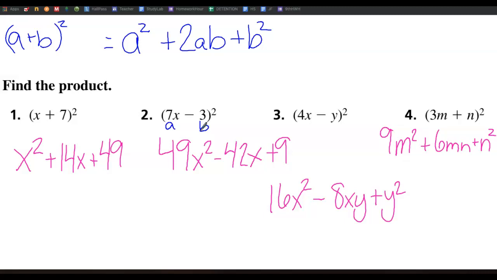Okay. So then, if I follow this formula, A squared, 7 squared would be 49x squared, right? And then plus 2 times A, which would be 7x, and B, which is negative 3. Negative 21x times 2 would be negative 42x. And then B squared would be negative 3 times negative 3, which would be 9.